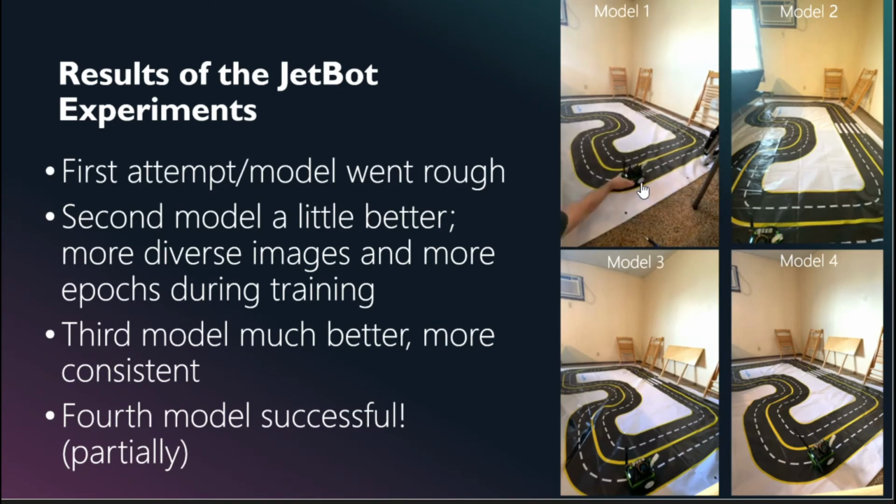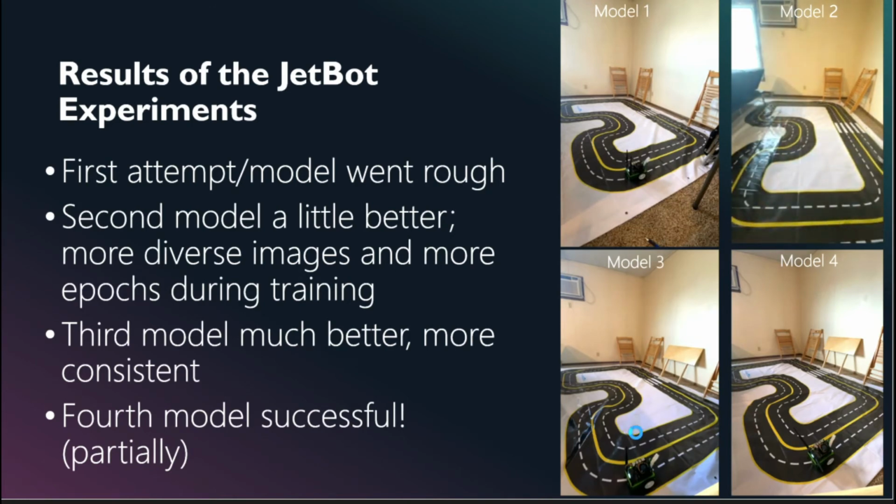So the results of this experiment. The first attempt went pretty rough. We only had 124 images and had a lot of technical issues. The second model went a little better. There were more diverse images and more epochs during training. As you can see, it was able to go around, and if the video shows it, it was able to go all the way to the edge, but then got stuck.